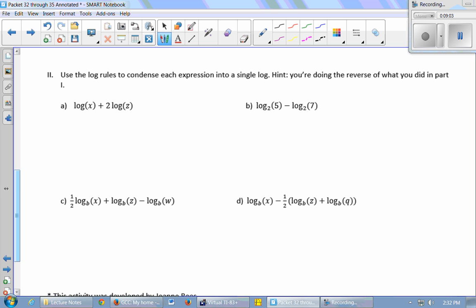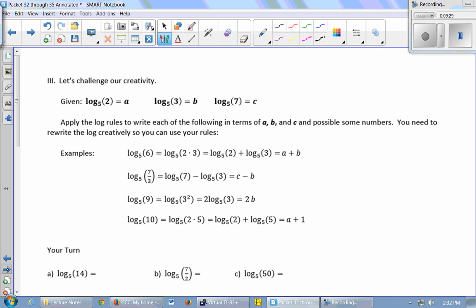So let's do B here. Log base 2 of 5 minus log base 2 of 7. I can use the log rule in reverse. I've got the log base 2 of something minus log base 2 of something. So this would be equal to log base 2 of a quotient, 5 over 7. Okay, so I can use the rule in reverse to condense each expression into a single log. And then I'll let you read through the challenging your creativity part and do that on your own.